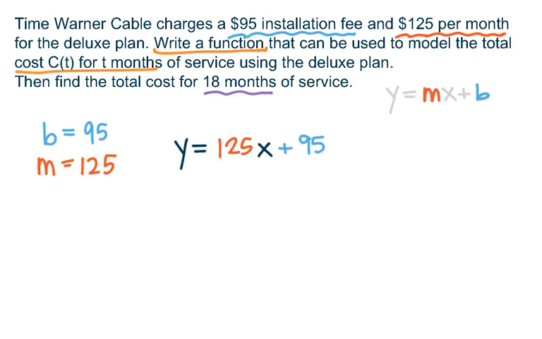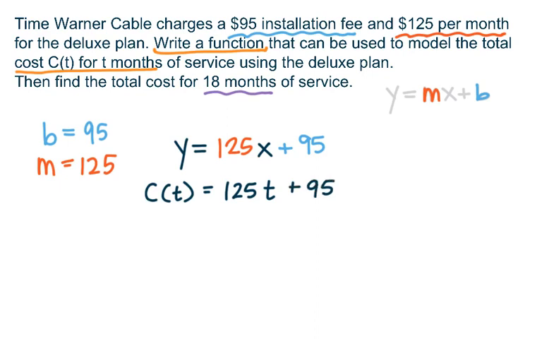And that's perfectly acceptable, but this problem is specifically asking us to model the total cost, the output cost, C of T, given some input, T months. So we need to write this a little bit differently. So my input variable, time, is T. And the way we would write this is C of T, the total cost, is $125 times T per month plus 95.